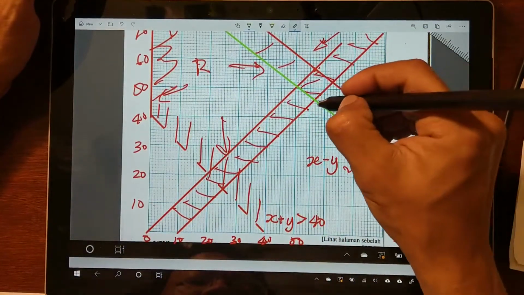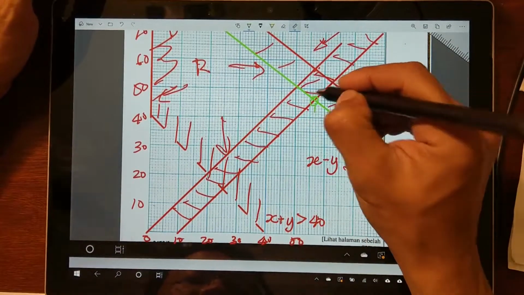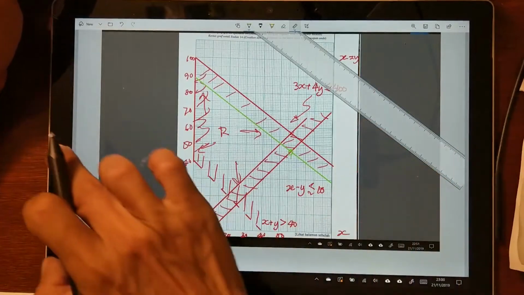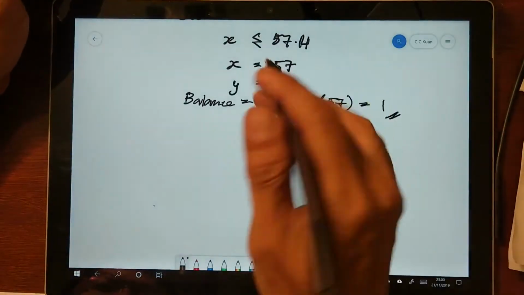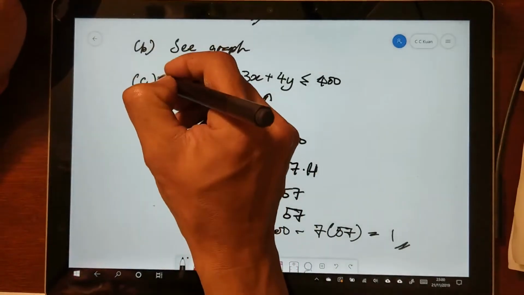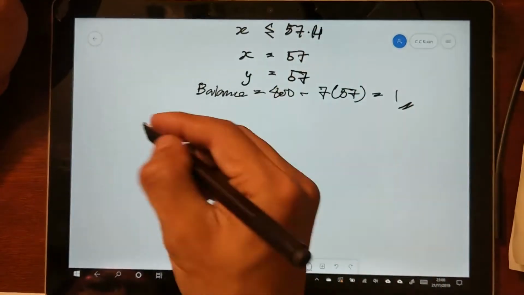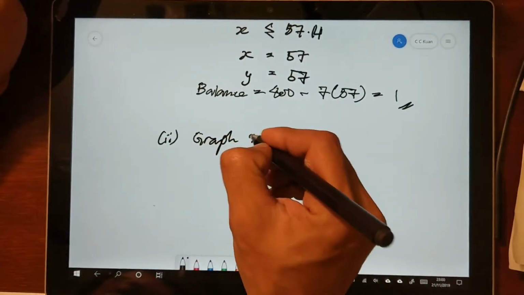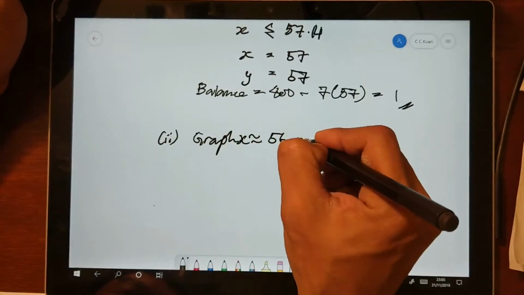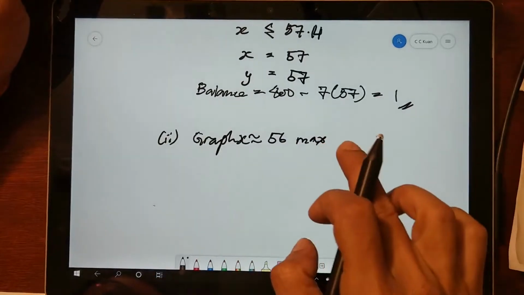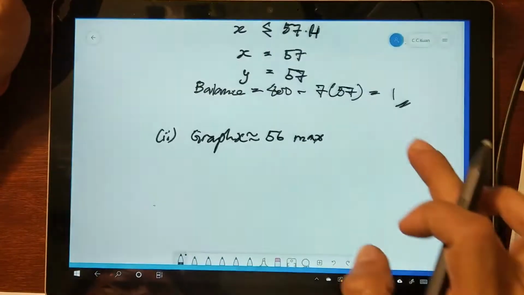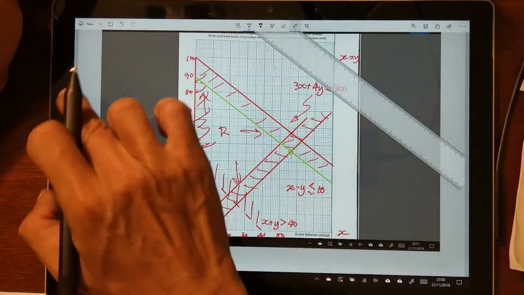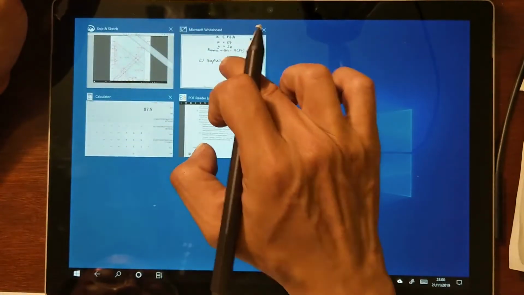So we're looking for max x, right? So it looks like that spot, which is about, I don't know, looks like 56 maybe. Yeah. So if you really want to work that out, okay, so that was C1. Okay, so let's do C2. Okay, so from the graph, x is approximately 56 max. Okay, if you really want to work that out, you simply have to find the intersection between that green line and this line, right, which is your x plus y greater than 40, and that's quite easily done.